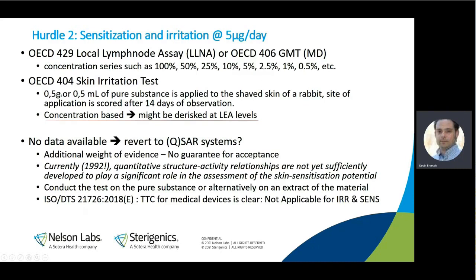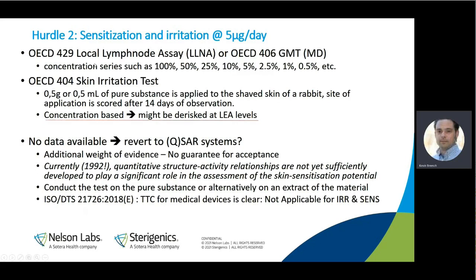Here you can see also they apply 0.5 grams of a pure substance to the skin of a rabbit in this case, and they evaluate irritation after 14 days. Irritation data you can often find; the local lymph node assay is less often available. But what you can see is that it's concentration based, and they have strong irritants and strong sensitizers, but also weak ones. So that information might be used to de-risk that potential at leachables concentrations.